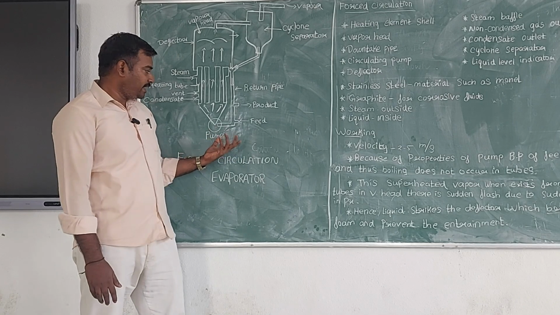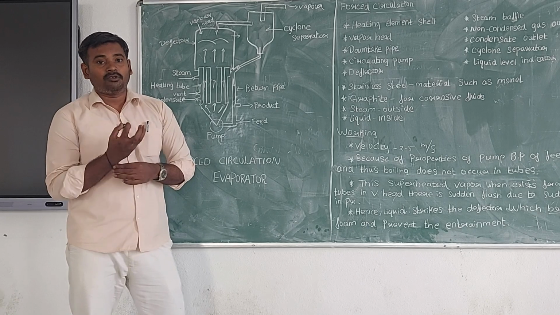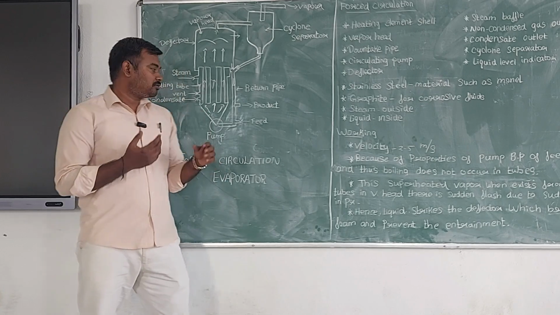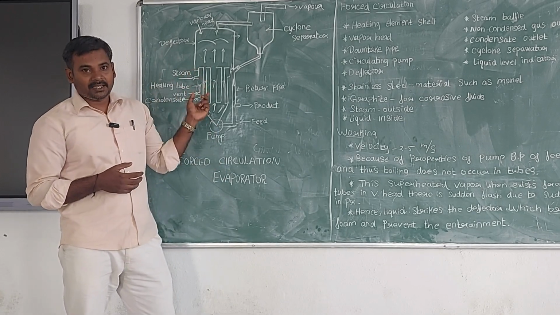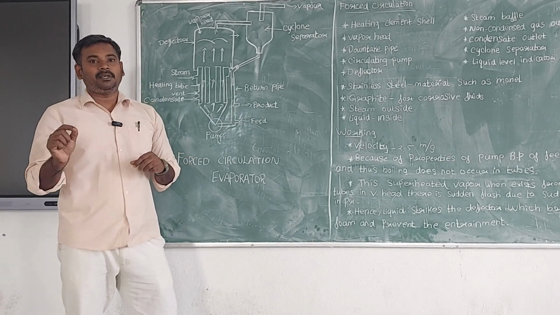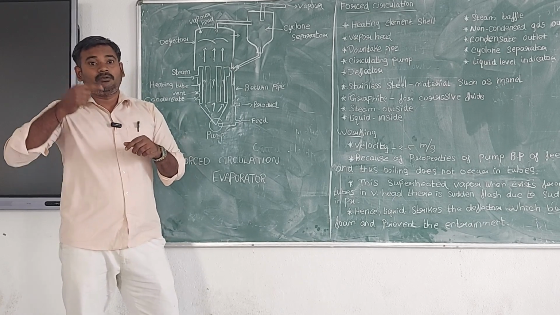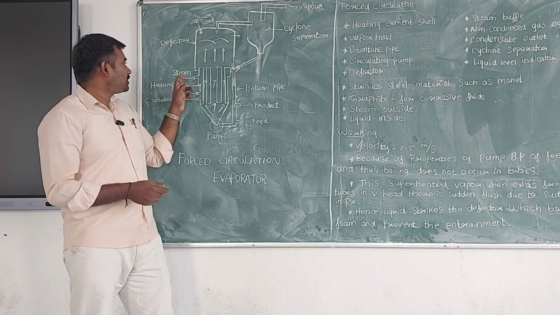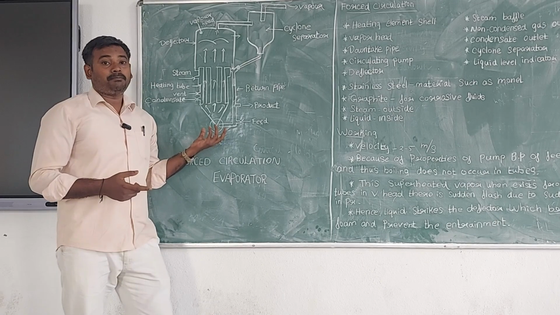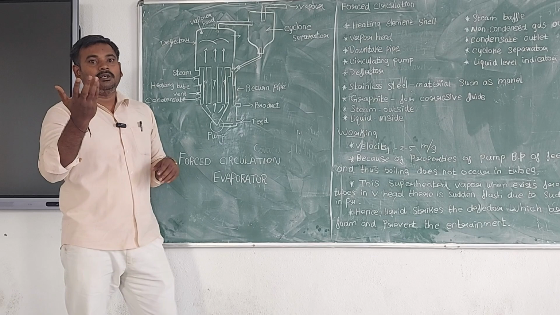Now coming to the working. As we discussed, we are giving some force by some device. Here we are using the pump for forcing the liquid. First, steam is passed through the calandria. The calandria indicates the heating element, or we can call it a steam jacket, where we are going to pass the heat. The steam passes through the calandria and it gets heated, and the pump sends the liquid which is to be concentrated with a velocity of 2 to 5 meters per second.